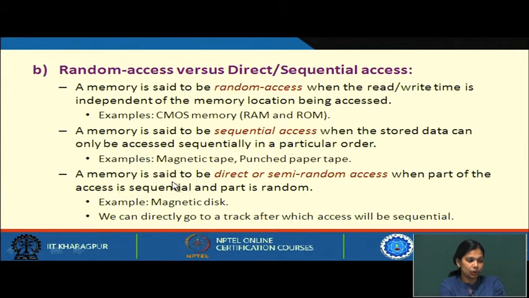A memory is also said to be direct or semi-random access when part of the access is sequential and part is random, like your magnetic disk. Here we can directly go to a particular track, but after reaching that track, we can sequentially get the data one by one. So this kind of memory is semi-random access, somewhat sequential and somewhat random.